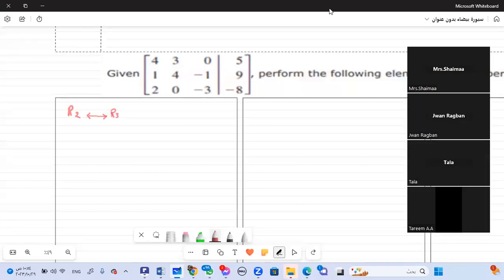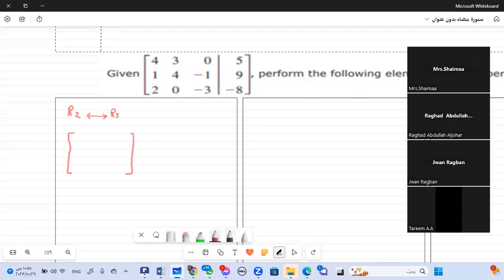Revision, chapter 6, the matrix, lesson 6.1. If we have this matrix, I will ask you to do some operations on it. What is the meaning of this operation, R2 arrow R3? It means switch between R2 and R3.